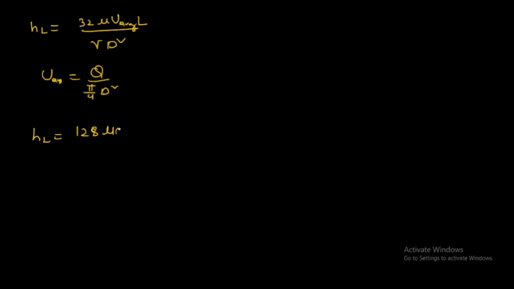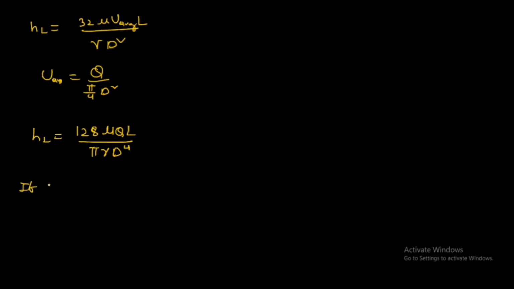So we have the expression HL is equal to 32 nu u average L by gamma d square. So in the place of u average, if we keep Q by A, meaning pi by 4 d square, in the above expression, then we will get HL is equal to 128 nu QL by pi gamma d power of 4.